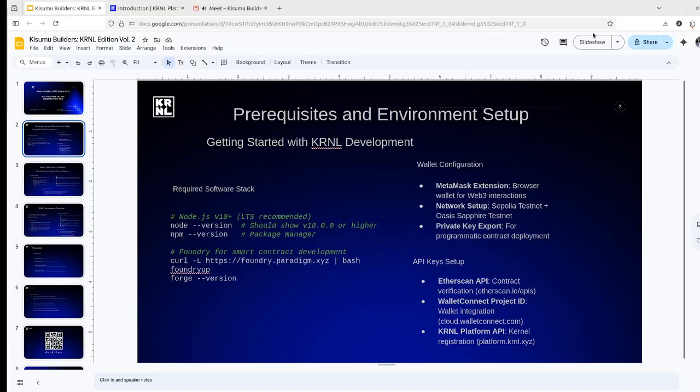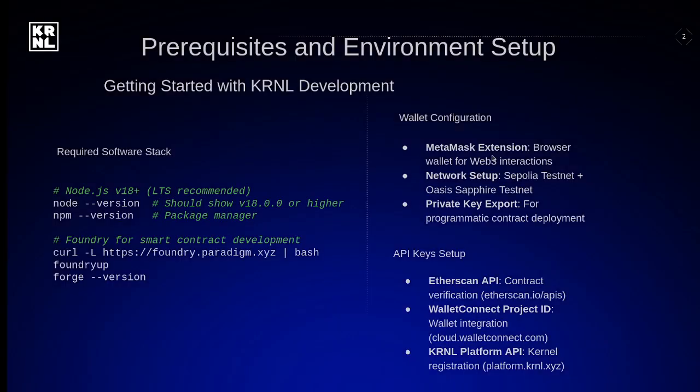So yeah, as I was saying about the extension, we have the wallet configuration such as MetaMask. I'll be showing you in a while more of the MetaMask extension. So this is the browser for Web3 interactions. We also have the networks that you need to set up within MetaMask. So for KRNL use cases, we'll be using Sepolia testnet and also the Oasis Sapphire testnet too.